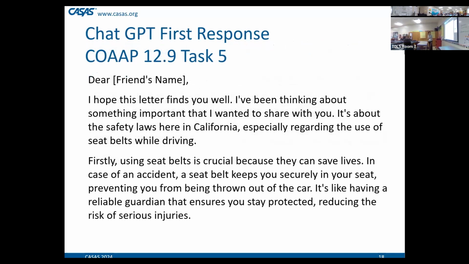In case of an accident, a seatbelt keeps you securely in your seat, preventing you from being thrown out of the car. Well, that's a good reason. It's like having a reliable guardian that ensures you stay protected, reducing the risk of serious injuries.